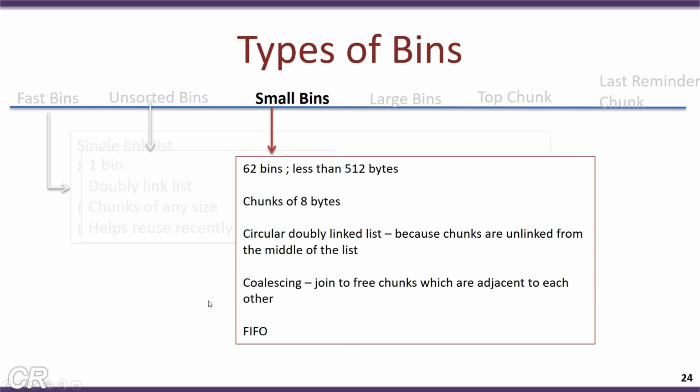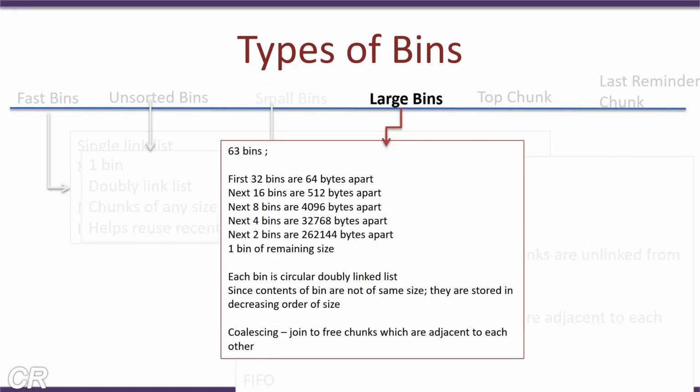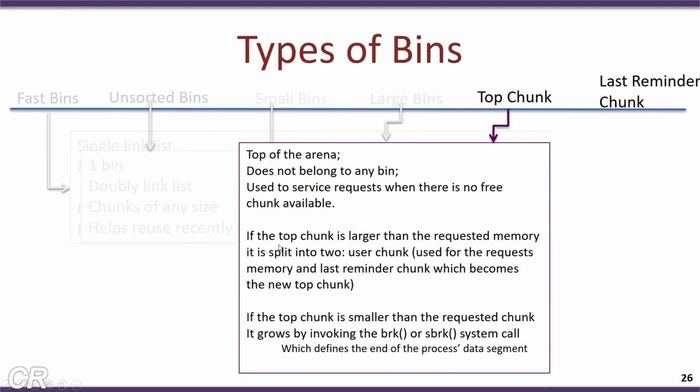Now the other bins that are present are the small bins. There are 62 small bins which are less than 512 bytes, and they hold chunks differing by 8 bytes. These bins are also circular doubly linked lists and satisfy coalescing. They are first in, first out. There are also 63 large bins of various sizes. The top chunk is at the top of the arena and does not belong to any bin. It is used to service requests when there are no free chunks available.